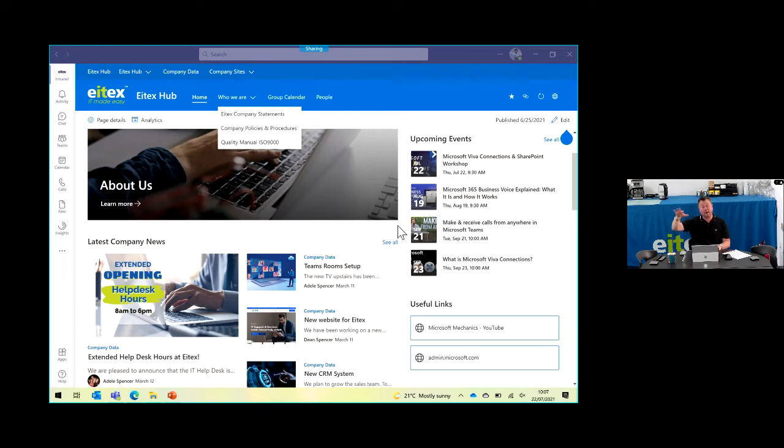And that would either be by promoting an existing SharePoint site, maybe putting that at the top level, or by building a hub site at the top level and then linking out to all the SharePoint sites below it.